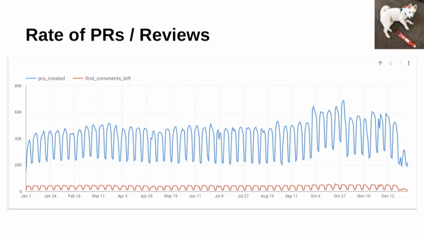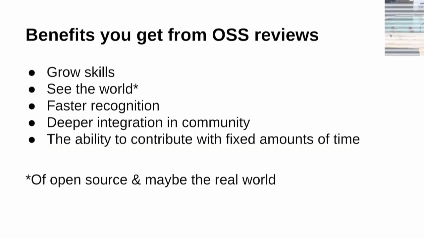Okay, here's a rate of PRs to reviews. The blue line is PRs created. This is not just on Spark, to be clear. We don't have 40,000 pull requests per day on Spark. If we did, yeah, I'd drink a lot more, but we don't, thank God.